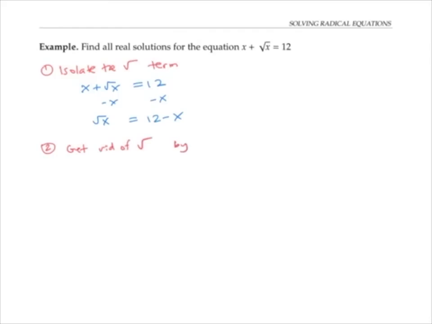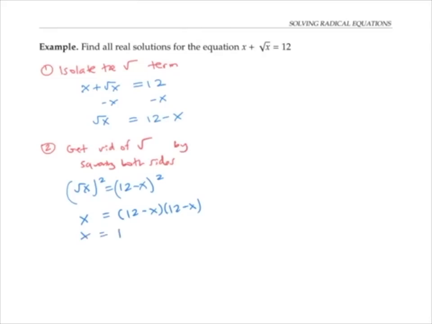Once I've isolated the term with the square root, I'm going to get rid of the square root. And I'll do that by squaring both sides of my equation. So I'll take the square root of x equals 12 minus x and square both sides. Now the square root of x squared is just x. Taking the square root and then squaring, those operations undo each other. To work out 12 minus x squared, I'll write it out and distribute.